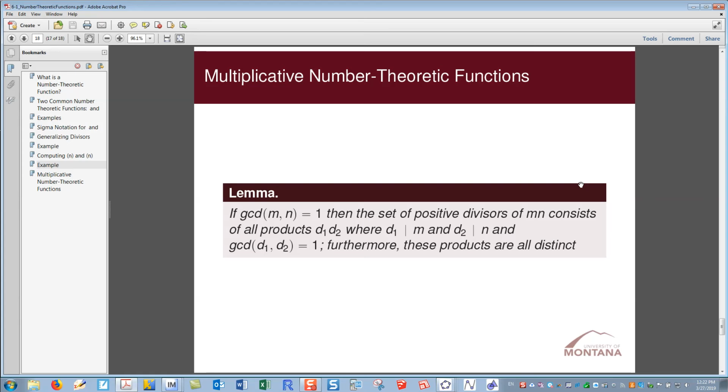but maybe we should use this lemma to get a sense of what it means. It sounds like the set of positive divisors of a product, where the two factors in the product share no factors, is the set of all possible cross products of the divisors for each of them, where each of these divisors share no factors. So let's take a look at how that looks in an example.